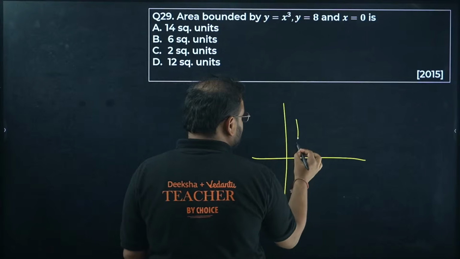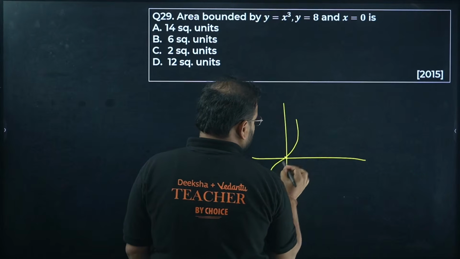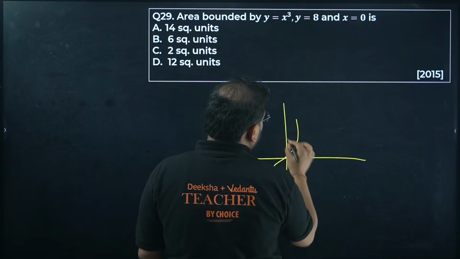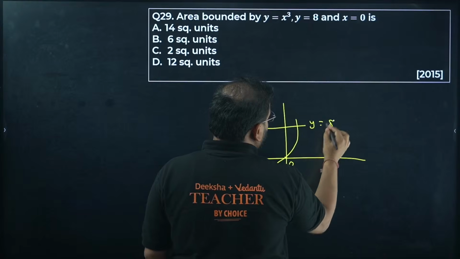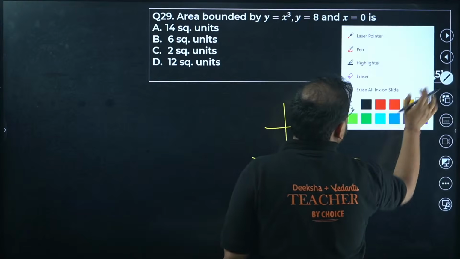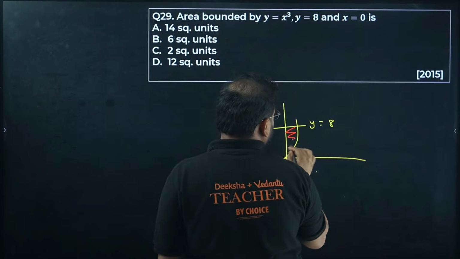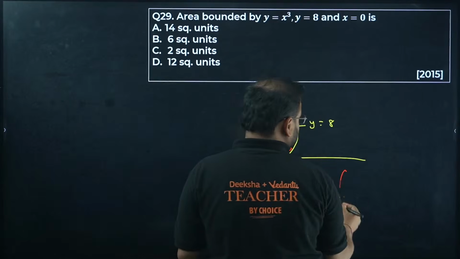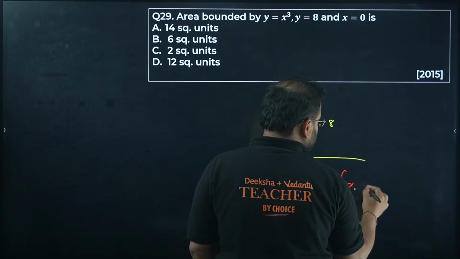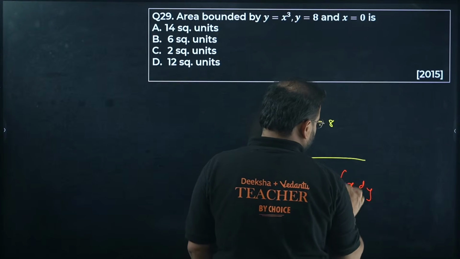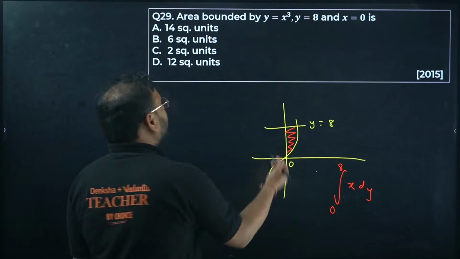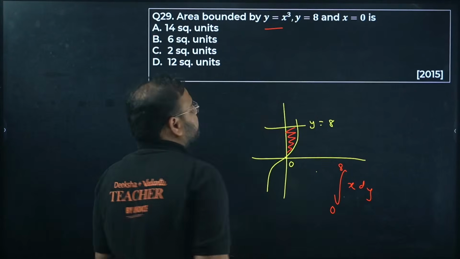X cube means something like this. From where to where? 0 to y equal to 8, and that's my shaded region. So basically integrate the function x dy from 0 to 8, because the limit is on y. When x is 0, y will also be 0. We can check over here.